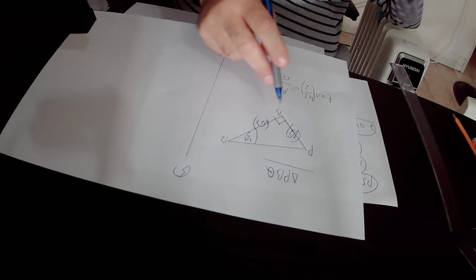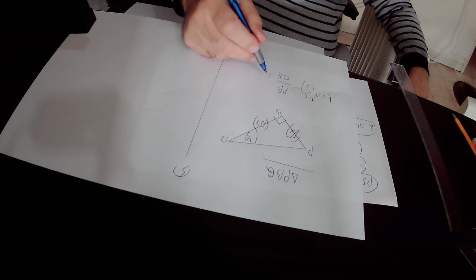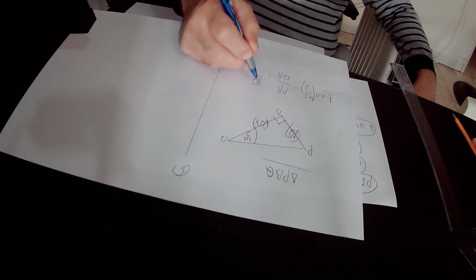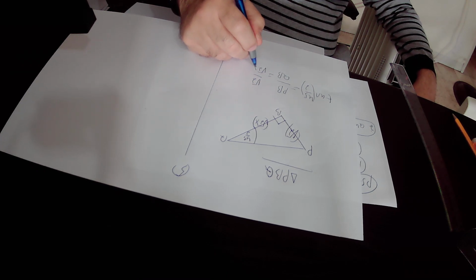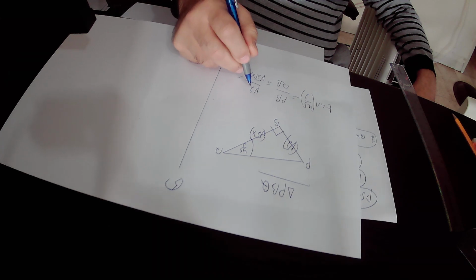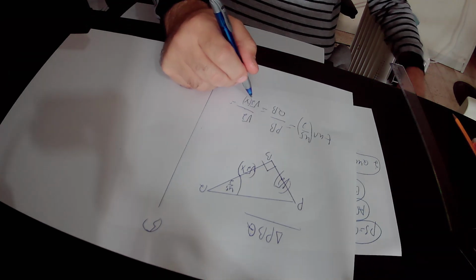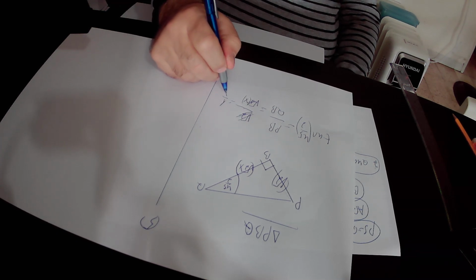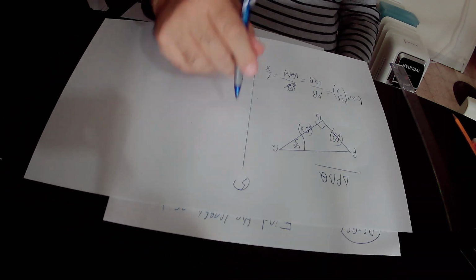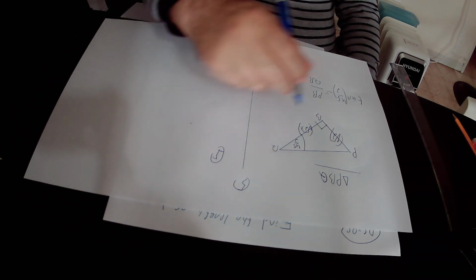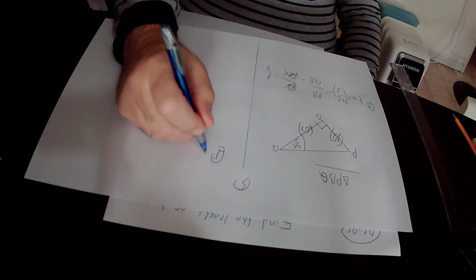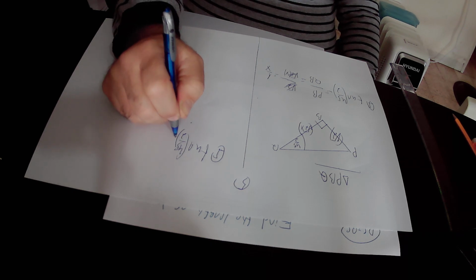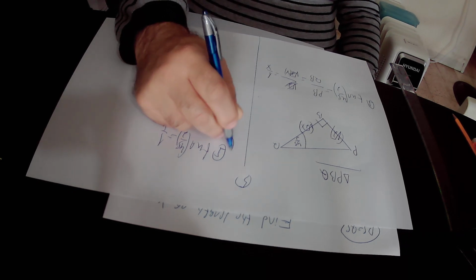Tangent 45 over 2 degrees equals PB over QB. PB is square root of 2, and QB is square root of 2 times x. So here we have square root of 2 in the numerator and square root of 2 in the denominator. The square root of 2 gets cancelled, and you're left only with 1 over x. In conclusion, tangent 45 over 2 degrees equals 1 over x. This is equation number 1.